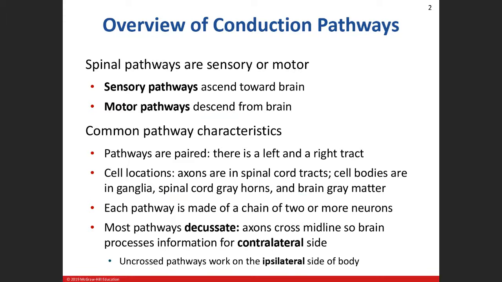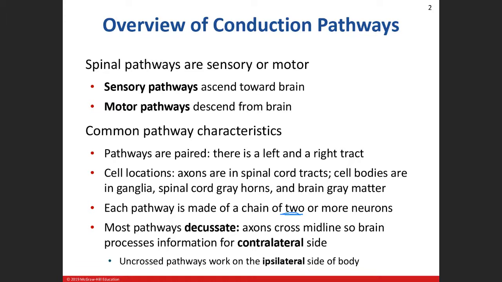So these pathways that we're going to be talking about, these sensory and motor pathways, are made up of a minimum of 2 neurons. Normally, it's 2 to 3. We say 2 or more because in some situations you do have 4.